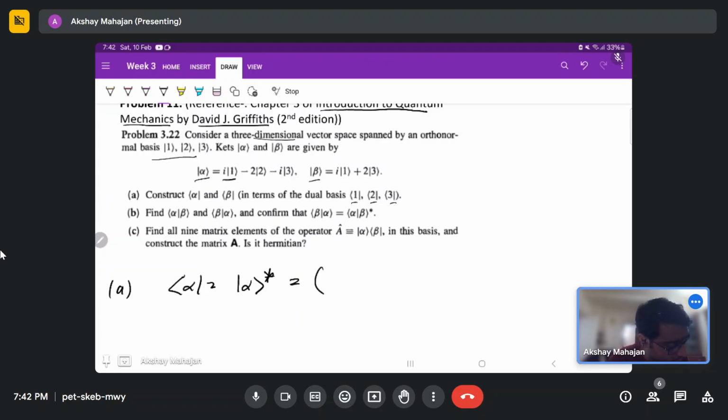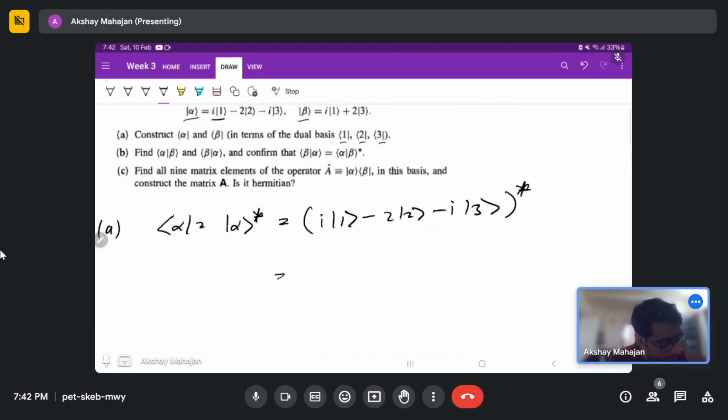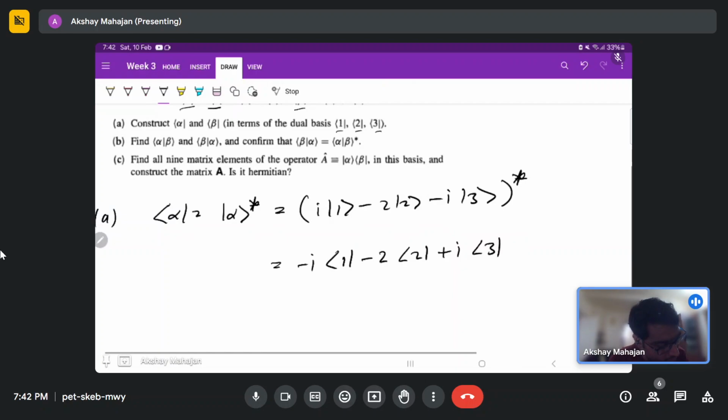So basically we write it like this: minus 2 times ket of 2 minus iota ket of 3, and you can take the complex conjugate. Now the complex conjugate of iota will be minus iota, and ket of 1 becomes bra of 1. For 2 it will be 2 bra of 2. For minus iota it will be plus iota bra of 3. Okay, so this is how your bra of alpha will be given.